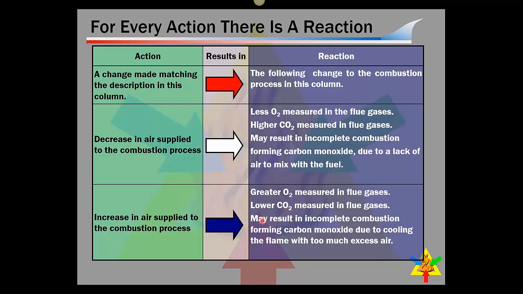And this may result in incomplete combustion, forming carbon monoxide due to cooling of the flame. Remember when we talked about all that extra nitrogen that's in the air? All that extra nitrogen cools the flame. And if I've got a lot of excess air in the mix, I'm going to start cooling my flame. And if I cool my flame, it starts screwing up my combustion process. And now I've got unburned hydrocarbons moving through the process, creating CO and soot.